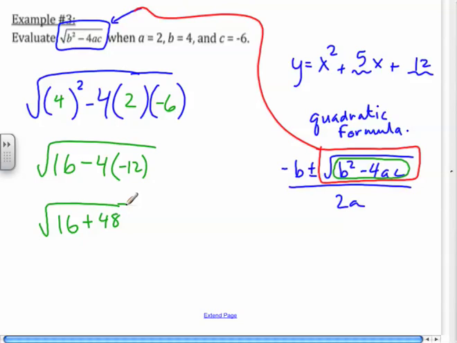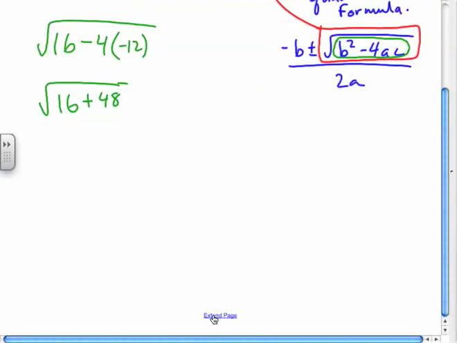48, right? And then when I put those two things together, I'm going to get the square root of, what is that, 64? Oh, look at that. They're so nice. And look, it doesn't have the negative in front, so that means they just want it to equal 8. All right? And that's our answer.